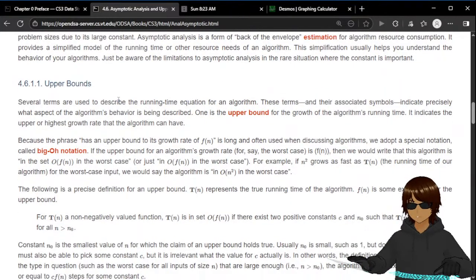Several terms are used to describe the running time equation of an algorithm. These terms and their associated symbols indicate precisely what aspect of the algorithm's behavior is being described. One is the upper bound. For the growth rate of the algorithm's running time, it indicates the highest growth rate that the algorithm can have.